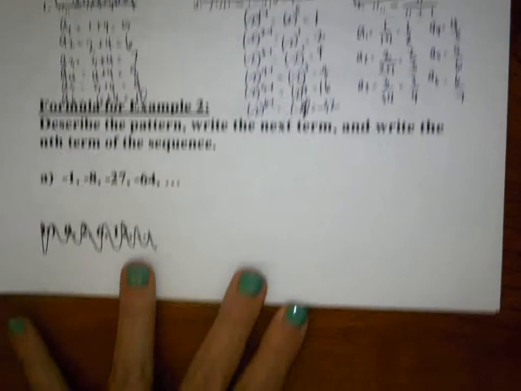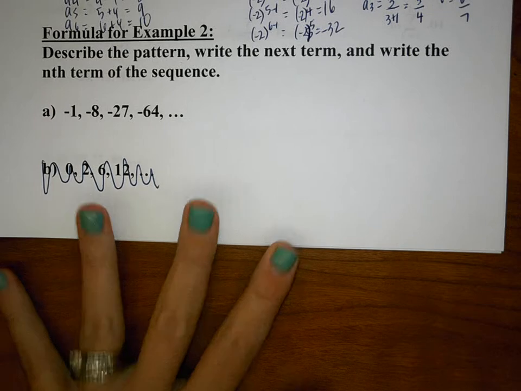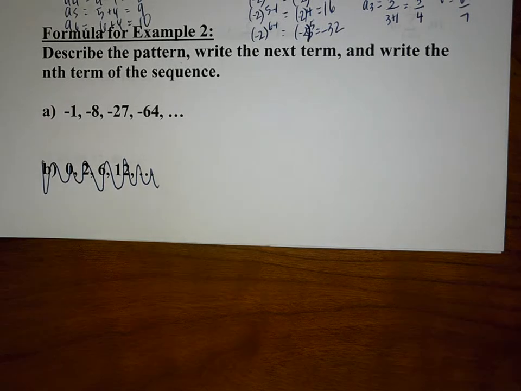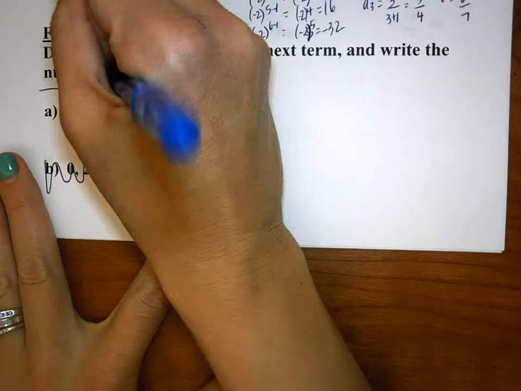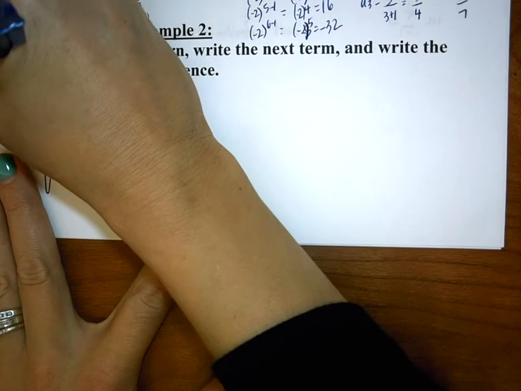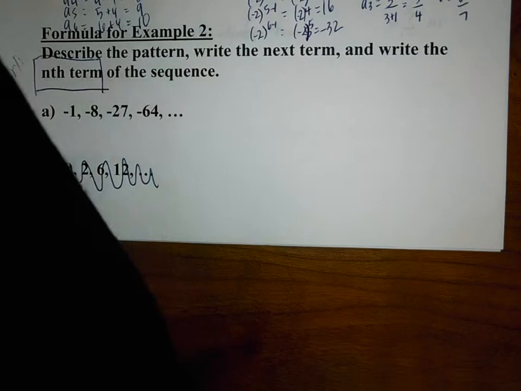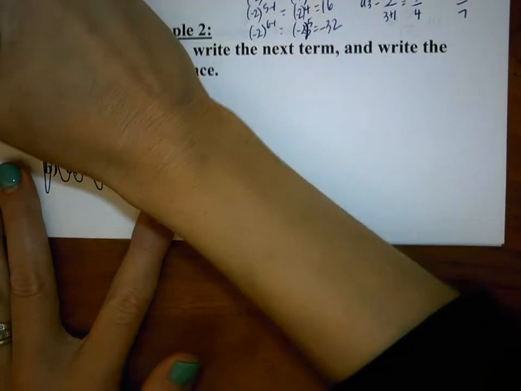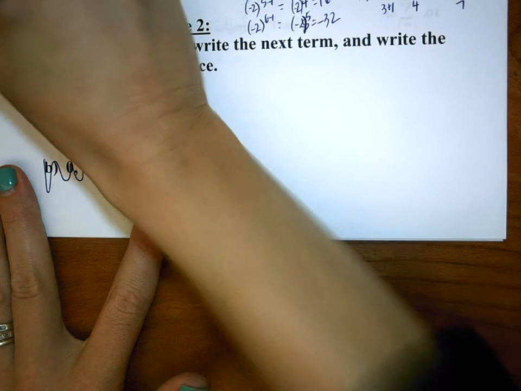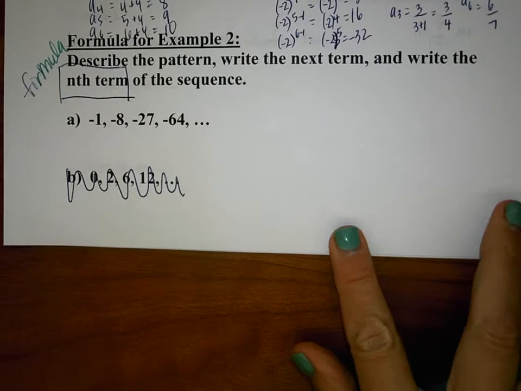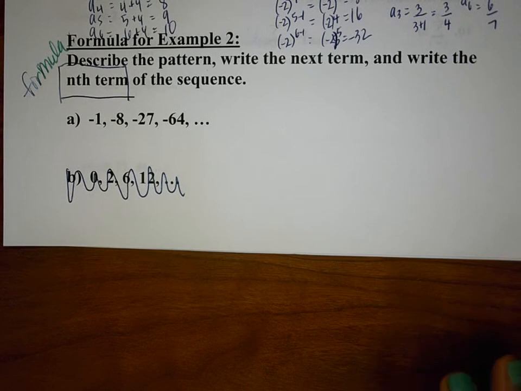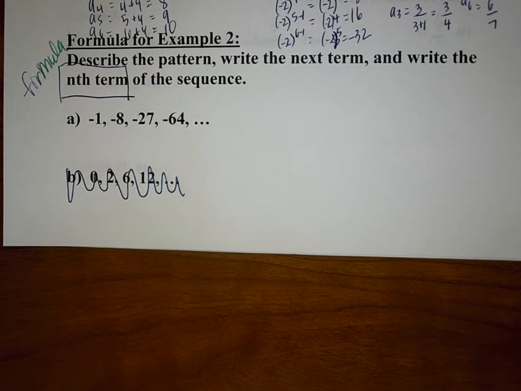All right, example 2. Determine the pattern, write the next term, and write the nth term for the sequence. When they're asking for the nth term, they are asking for the formula. Okay, so look at that. I'm going to give you, I don't know, 30 seconds. See if you can figure out the pattern and what the next term in this sequence would be.